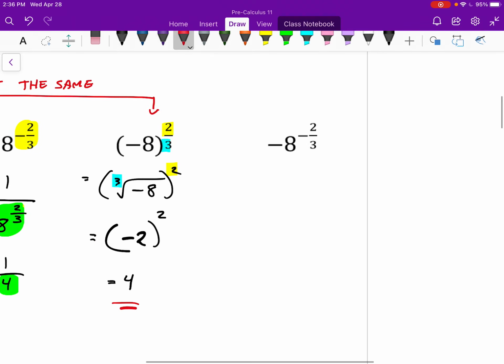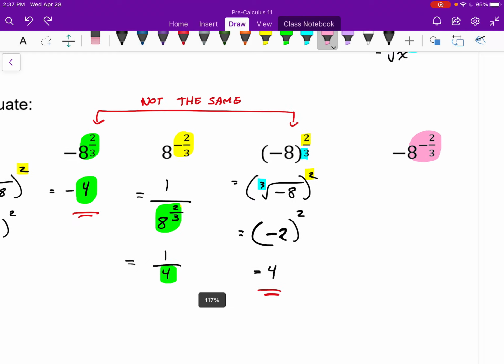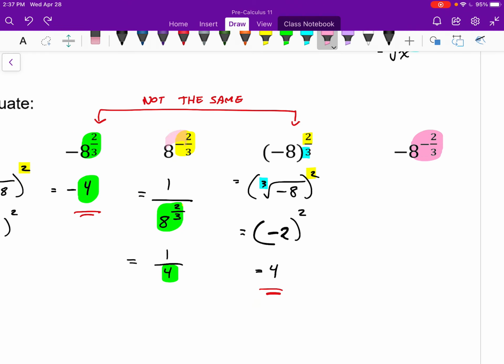And so lastly, what if we got a -8 to the -2/3? There's no brackets here. So if we look back at our previous work, the power of -2/3 has nothing to do with this negative in the front. And how do I know that? Because there's no brackets. If there were brackets, then this would mean something different. And again, that's what brackets do. They change the order of what we're looking at. And if you look at what I've highlighted in pink there, 8 to the -2/3, I don't need to redo that, because 8 to the -2/3 is what we did right here. So I already know from the previous work that 8 to the -2/3 equals 1/4. And so -8 to the -2/3 must equal -1/4.